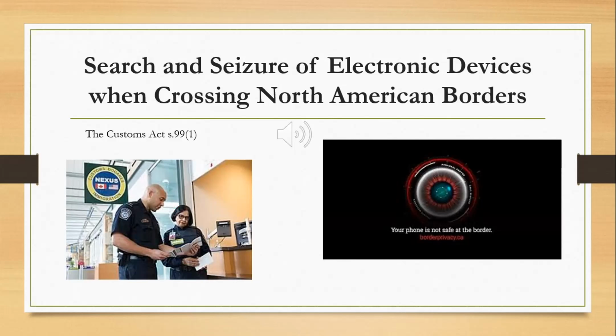In the case of Gibson 2017, the court held that the definition of goods, for the purpose of Section 99(1)(a) of the Customs Act, includes data stored in any electronic device, including cell phones, that is in the actual possession of or in the accompanying baggage of a traveler at the time they arrive at the border and commence dealings with customs officers. However, goods did not include data that was stored in the cloud or stored remotely on devices that are not in the possession of the traveler. Now we're going to watch a quick video that gives us more details on the seizure of electronic devices when crossing borders.